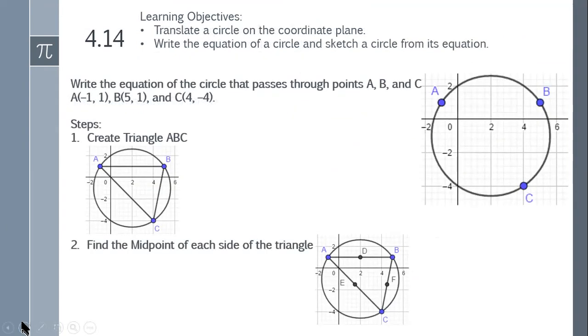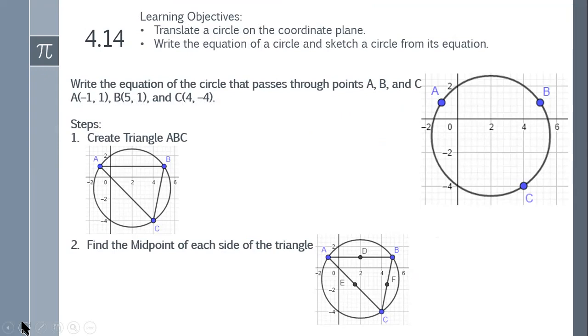Okay, 414 has you finding the equation through 3 points. Yeah, not the easiest thing to do. I would suggest using some type of graphing program to do this if you had a choice. So I have points A, B, C, where A is (negative 1, 1), B is (5, 1), and C is (4, negative 4). So you've got the circle, which is great. You can visually see it.